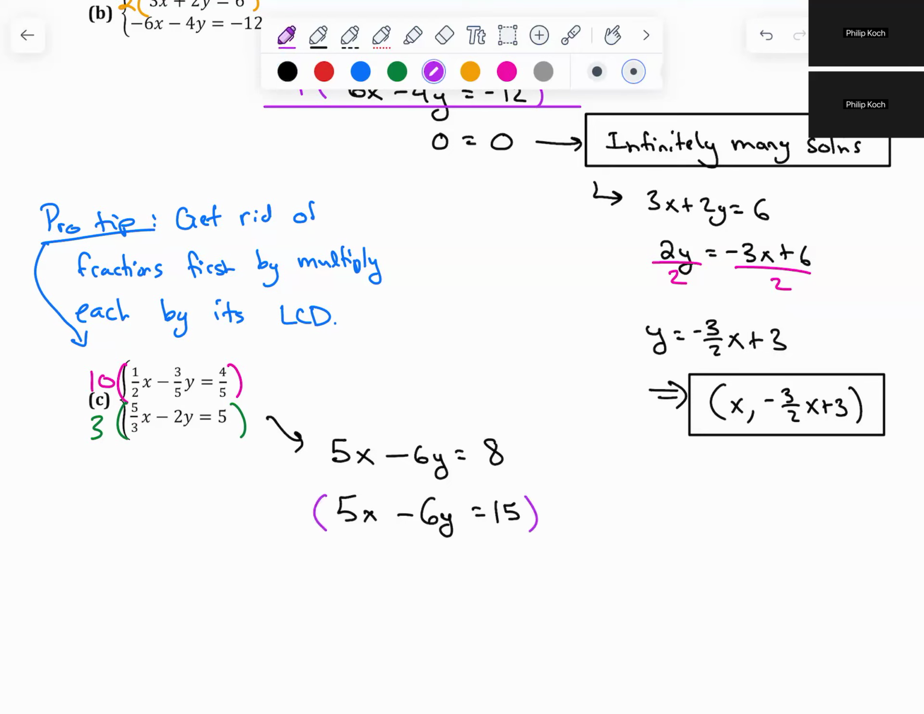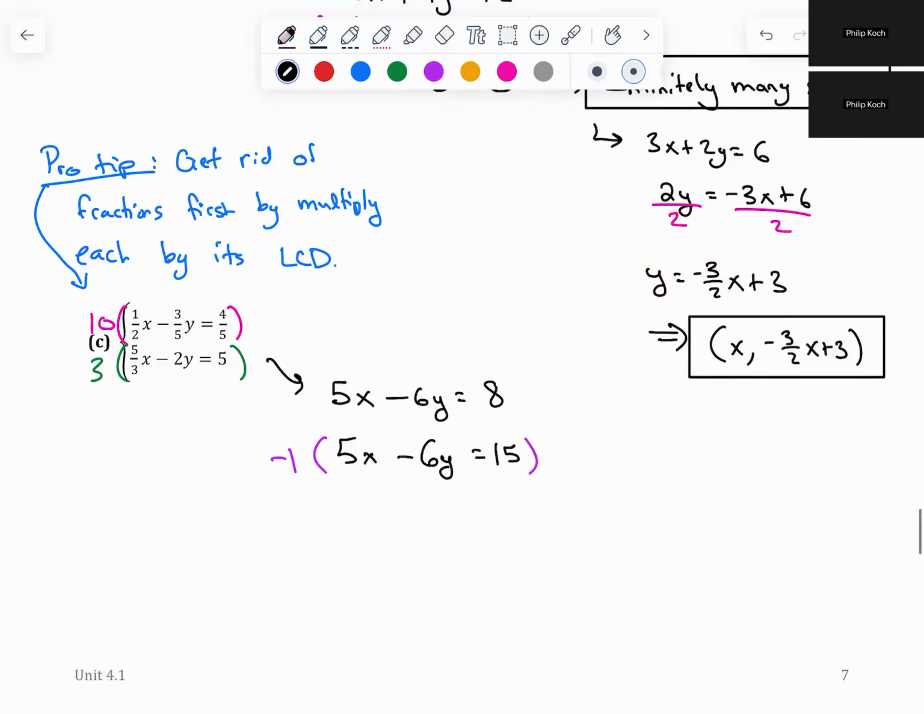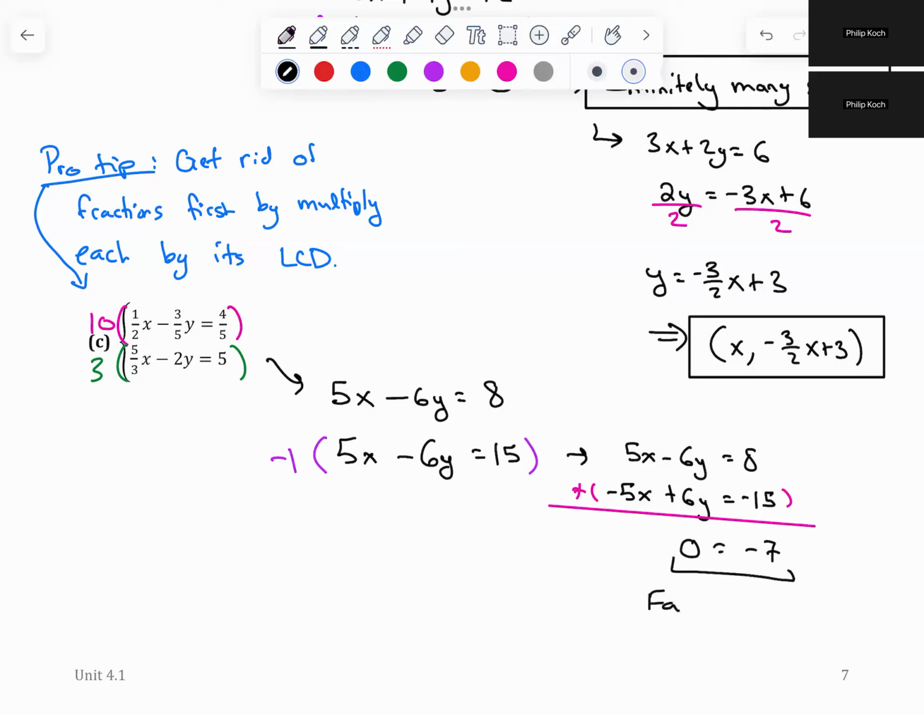We'll multiply this one by -1 to get the x's to be opposite signed. And we get 5x minus 6y equals 8. And then -5x plus 6y equals -15. At which point we'll add them together. And you end up with 0 equals -7, which is a false statement. So there's no solution.